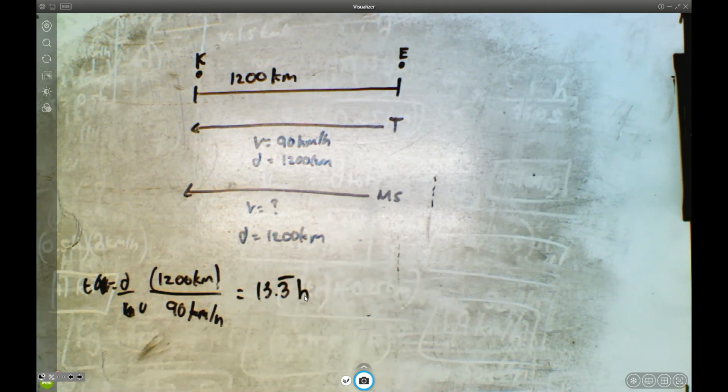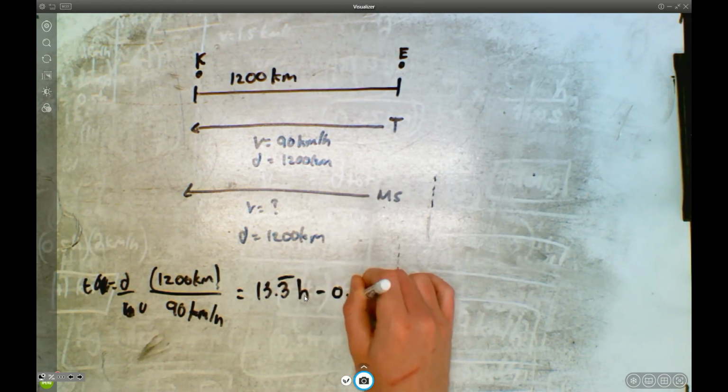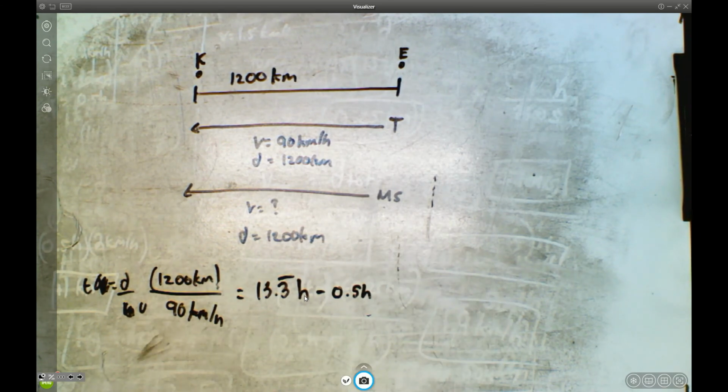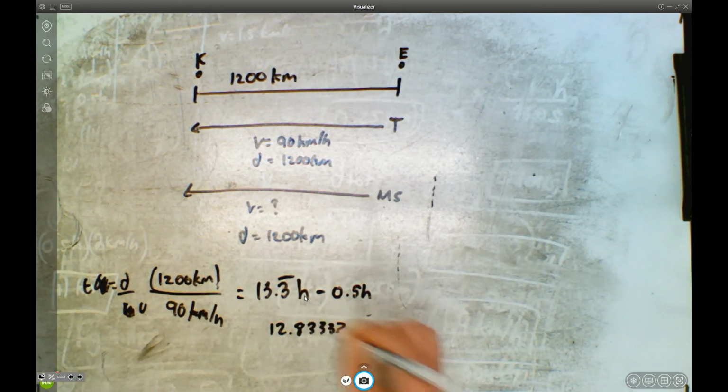So that's how many hours it took them. It says that Mark and Steve want to meet Terry in Kelowna at the same time, but Terry leaves half an hour before them. So if Terry leaves half an hour before them, what do we do to this? Well, Mark and Steve have less time, so we need to subtract half an hour from them, right? And when we get our answer, they should be driving faster because they have less time to do it, right?